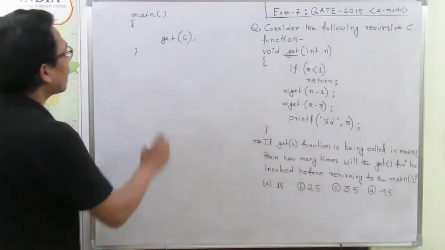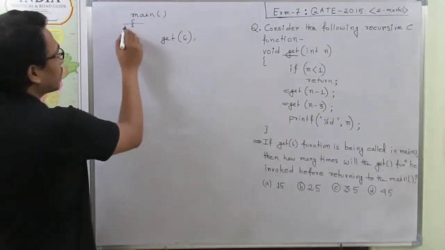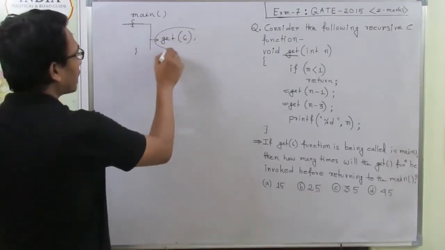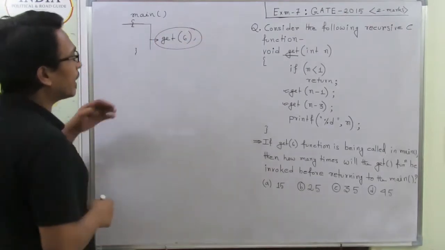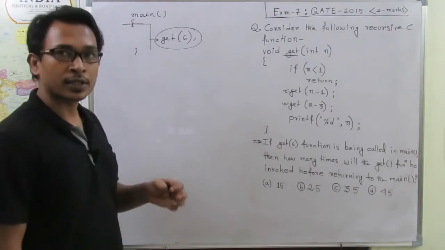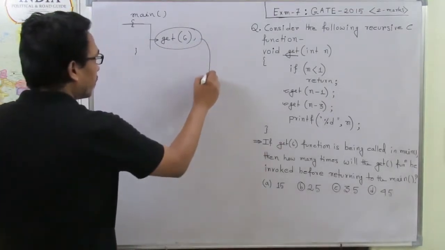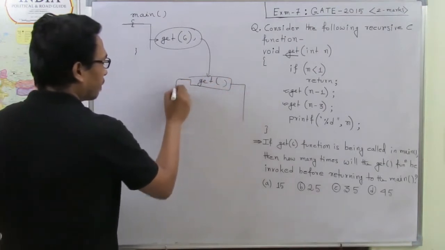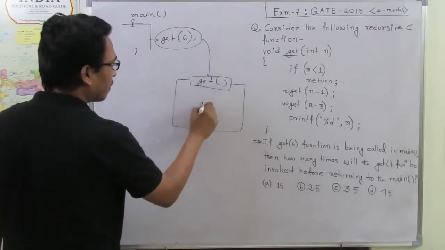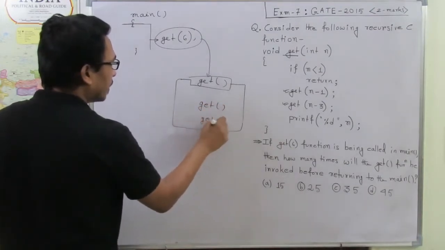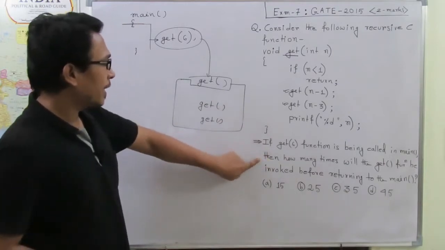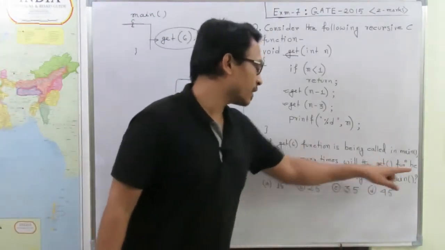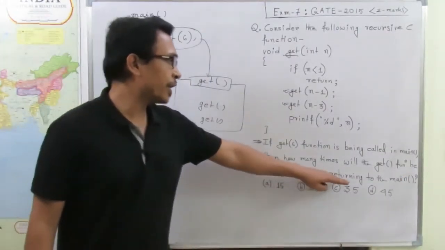What does it mean? Look, whenever the program starts execution, it starts executing from the main function. When it comes here, at that time this get function will be invoked. That means the execution of this get function will start. Now a new block will be created for the get function, and inside this get function we again call the get function. Now what is given in the question is, then how many times will the get function be invoked before returning to the main function?